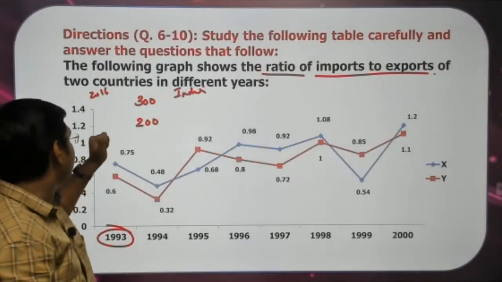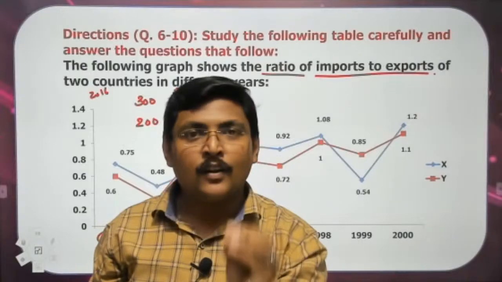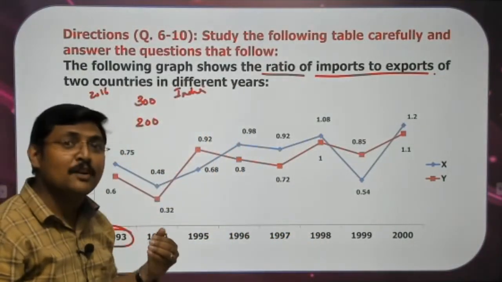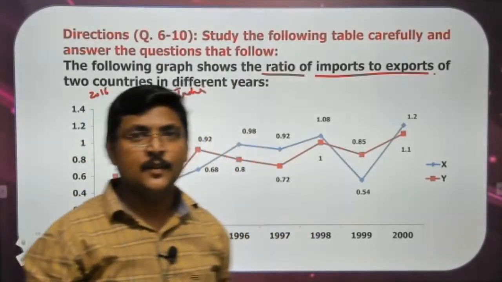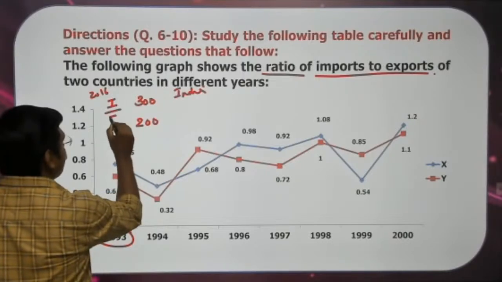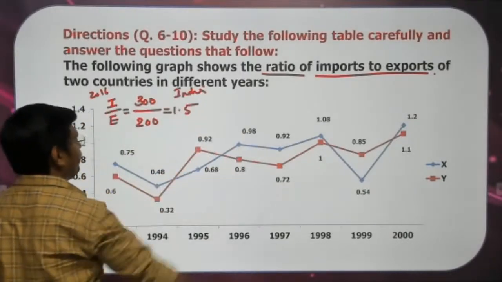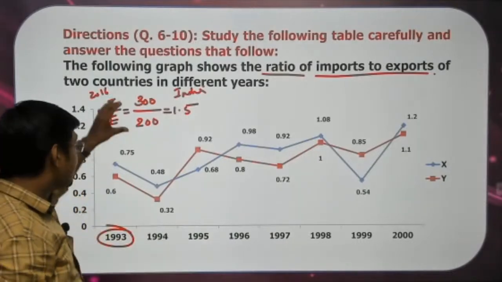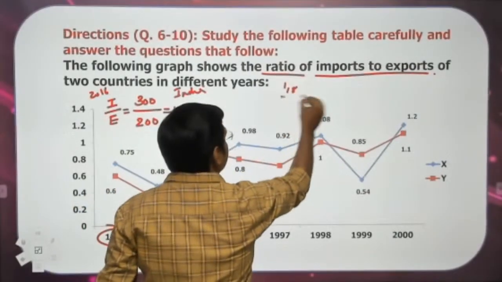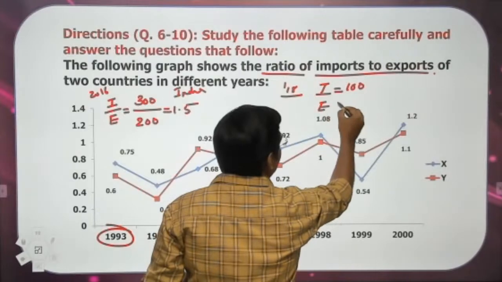Import to export ratio is given. Assume that for the year 2016, the number of mobile phones imported is 300 lakhs and the number of mobile phones exported is 200 lakhs. So for that particular year we can say that the import to export ratio will be 300 divided by 200, that is 1.5, right? That is the import to export ratio value. Another year, assume that for the year 2018, the number of mobile phones imported is 100 lakhs and the mobile phones exported is 200 lakhs.